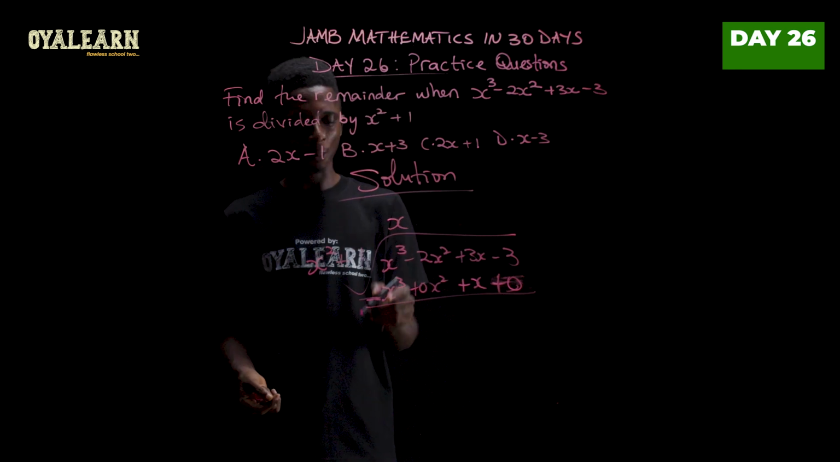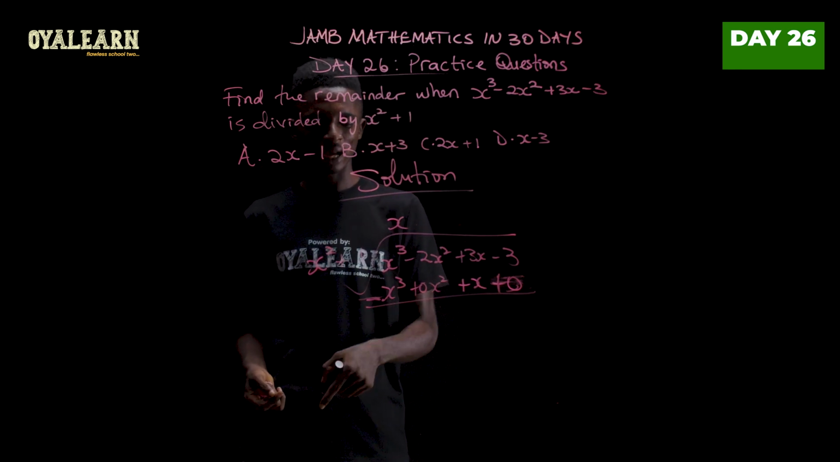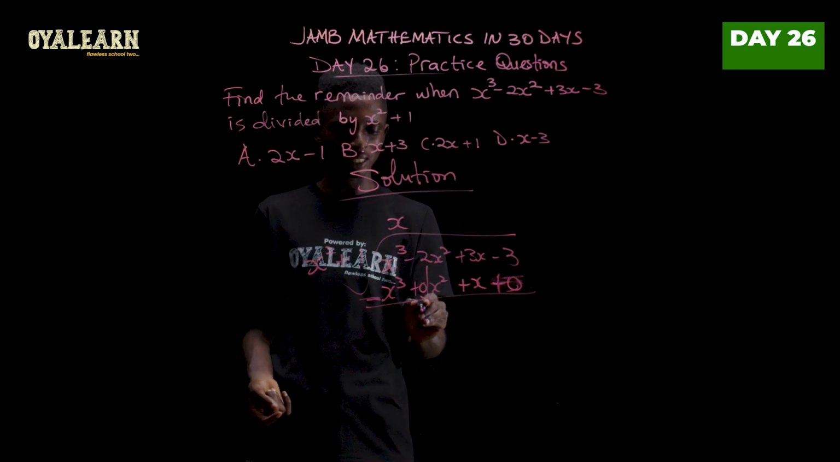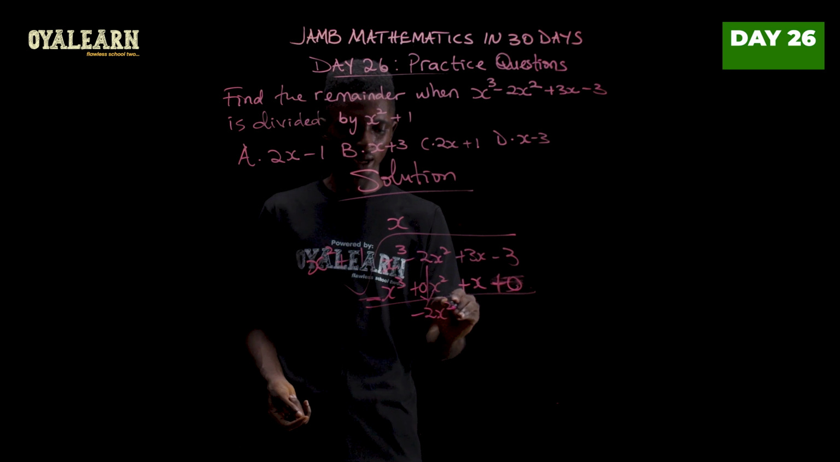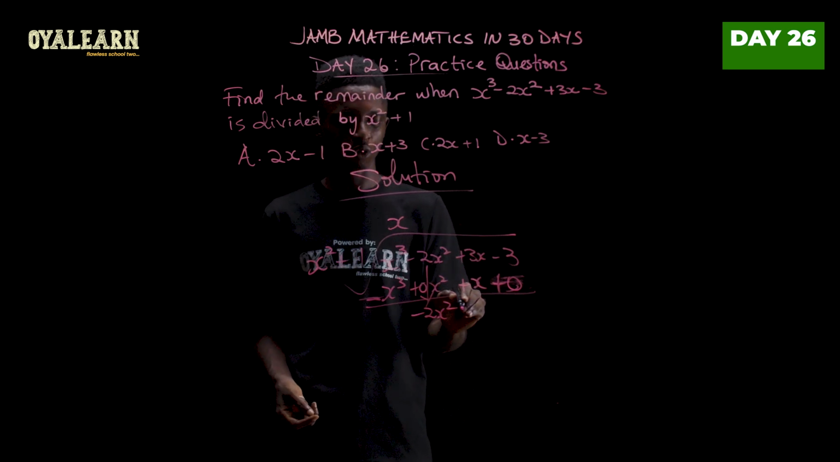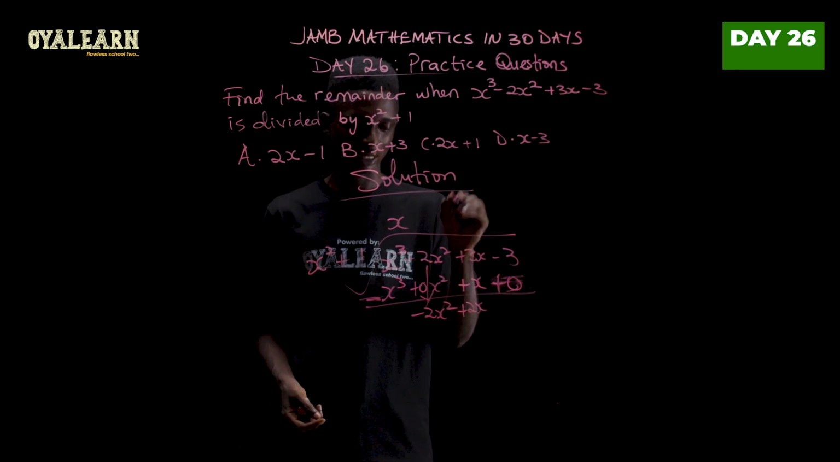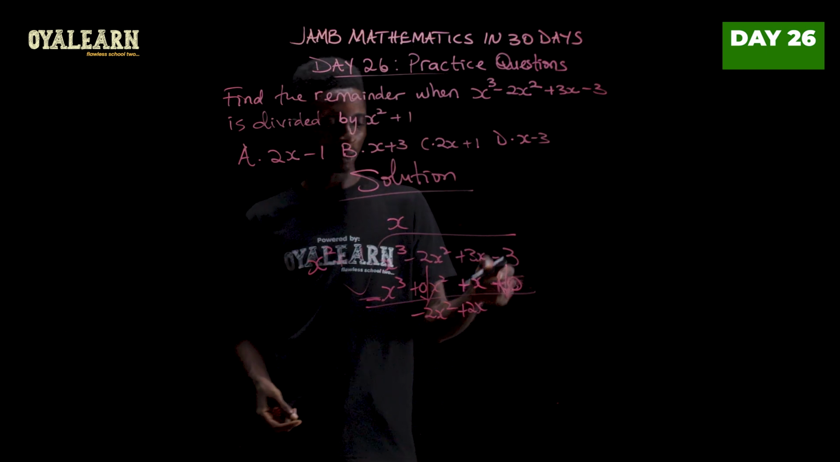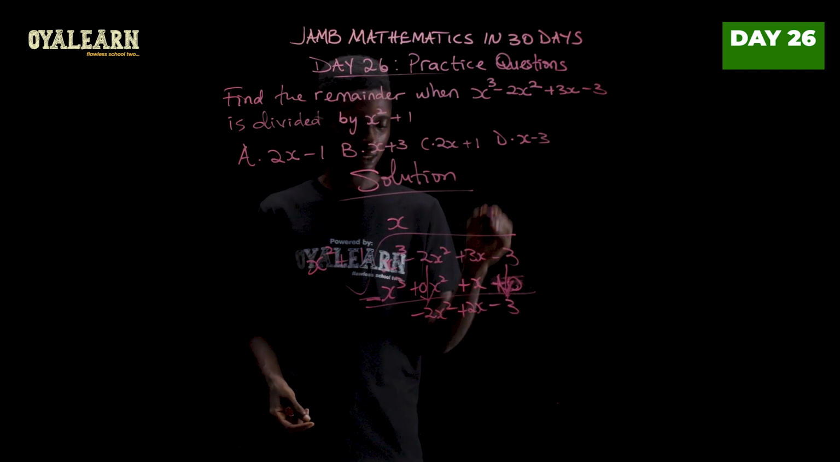At this point, we say x cubed minus x cubed, that's 0. Now, if you didn't put this here, you could have just brought this down, which will still be the same thing as minus 2x squared. But in this case, we have to subtract. So 3x minus x will give you plus 2x. And then this one can also come down if we do not factor the 0. So that will give you minus 3.